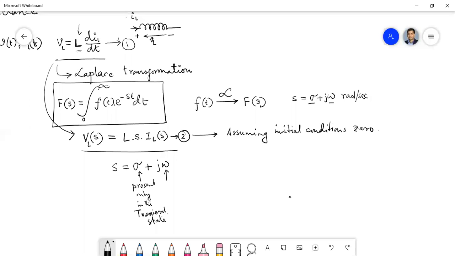In the steady state it becomes 0. That means in steady state we have only S equals j omega. If we represent the same equation, instead of S, if we write j omega, then the equation is no longer a function of S.